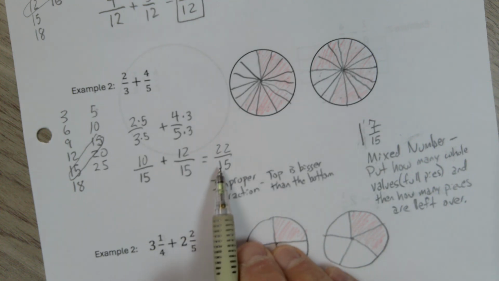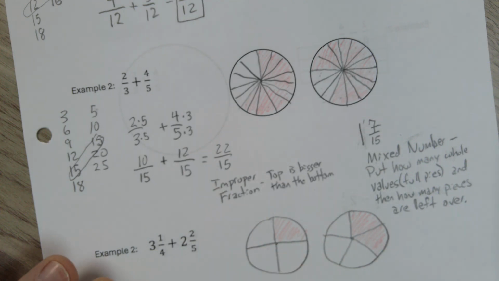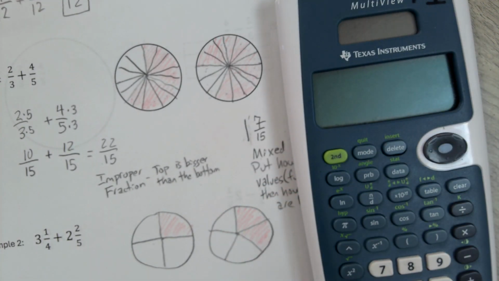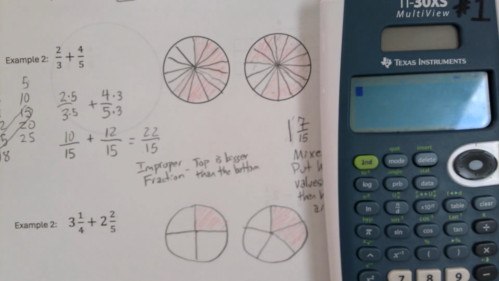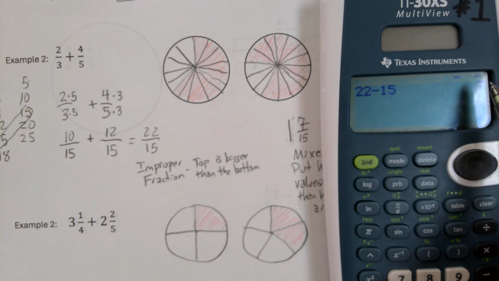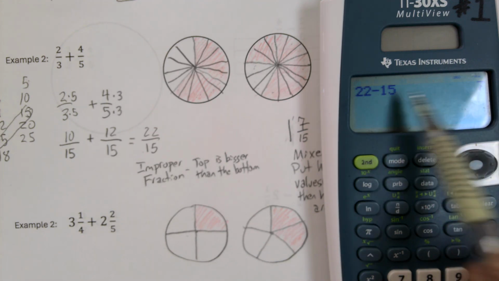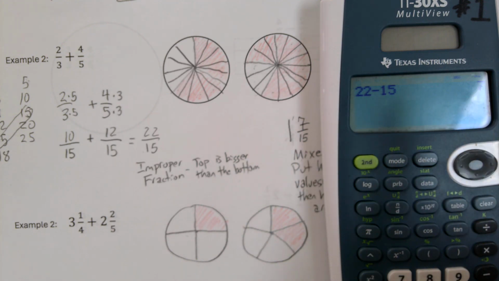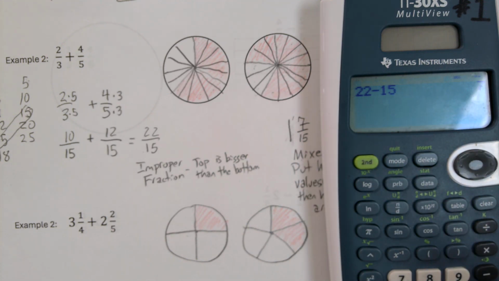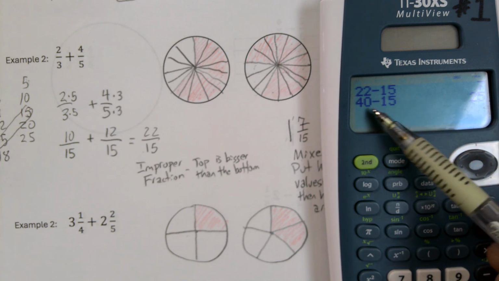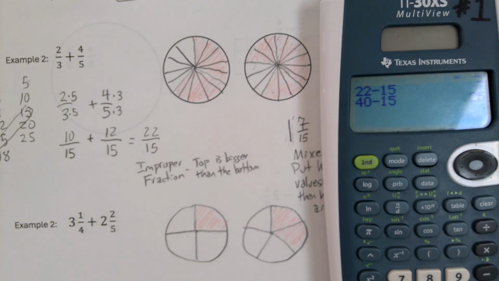Now, how can we do this mathematically? There's a couple of different ways. You could take the 22, we'll clear that out. You could take the 22 and subtract the 15, and that'll show you that, oh, if I subtract 15, that means there's 7 pieces left over, and that's smaller than the total number of pieces, so we know that would be one full pie. Now, what if I had a bigger number? What if I had like 40 pieces, right? If I subtract the 15, that means I'd have one full pie, and I'd still have 25 pieces left over.